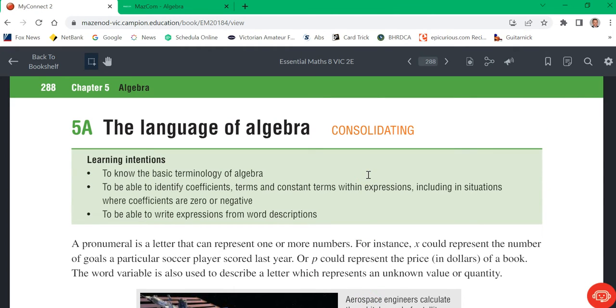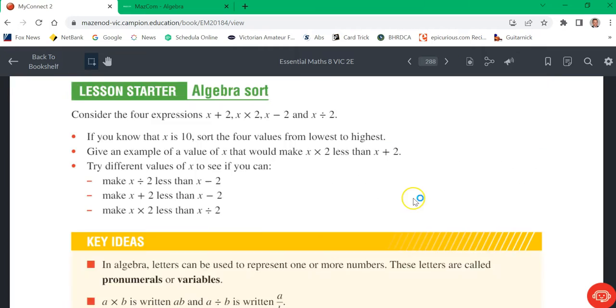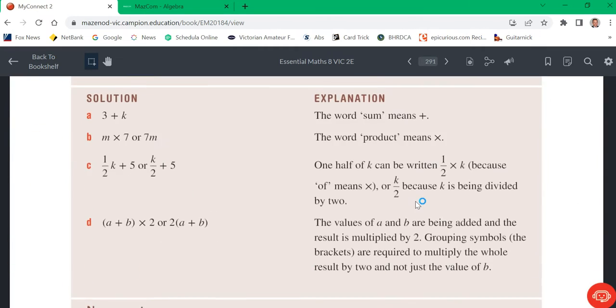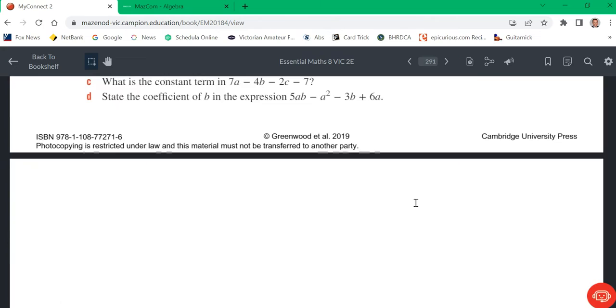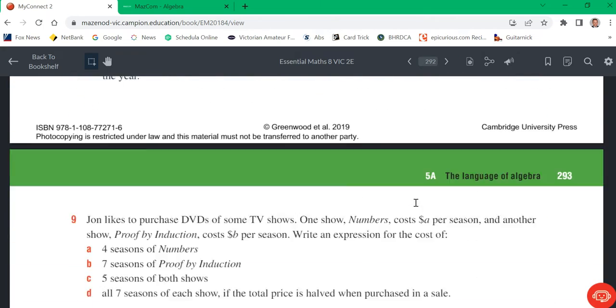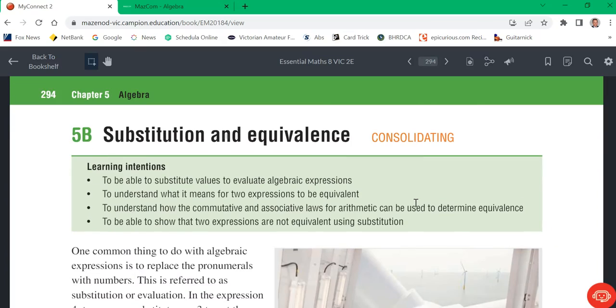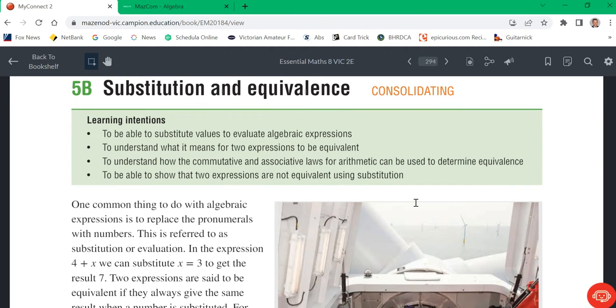Now, there are quite a few videos by Miss Sangari and also by me. So I want you to go over those and just refresh yourselves with the terms of algebra, what they mean, their definitions and how to use them. Then, of course, from the language of algebra, if you've done this, it's just revision. Then we moved on and had a look at substitution and equivalence.